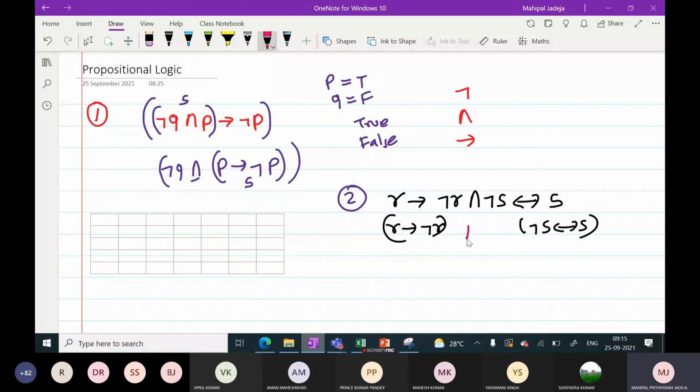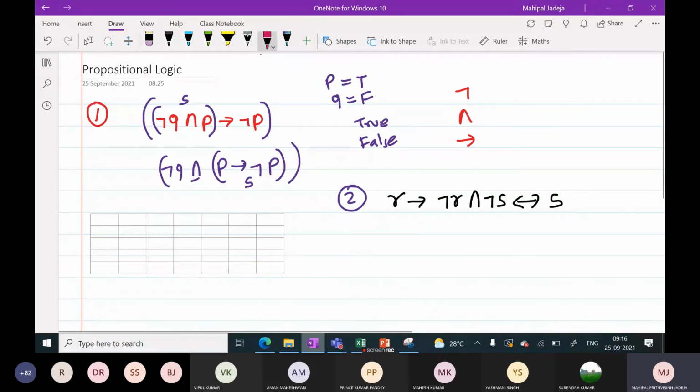And that is your nothing but final answer. But here we haven't considered precedence rules correctly, right? We are just going by our intuition, right? So this is wrong.